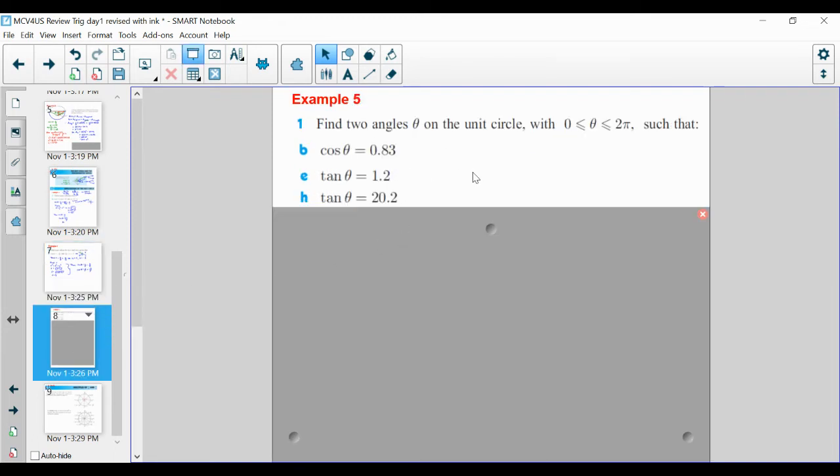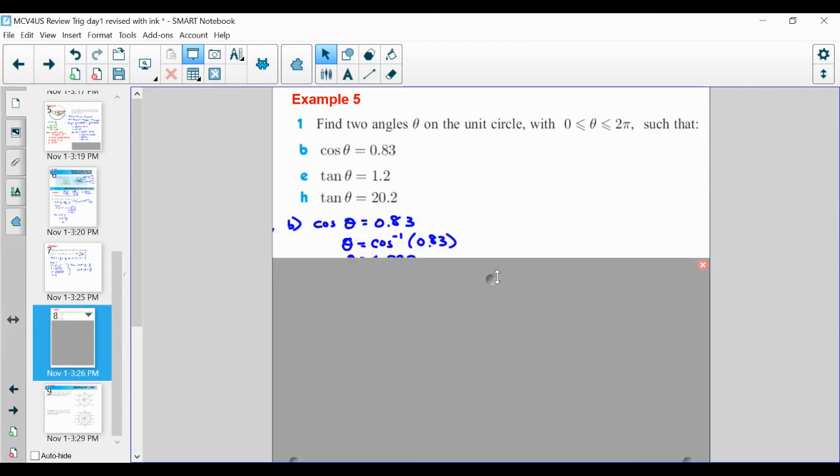One more. What about if we want to find the angles on the unit circle? And here they've indicated that we're using radians. So let's take a look at B. We want to find the angle that will give us cosine value of 0.83. So the first thing we need to do is we need to think about what is the first value of theta? What is my initial value of theta, if you like?